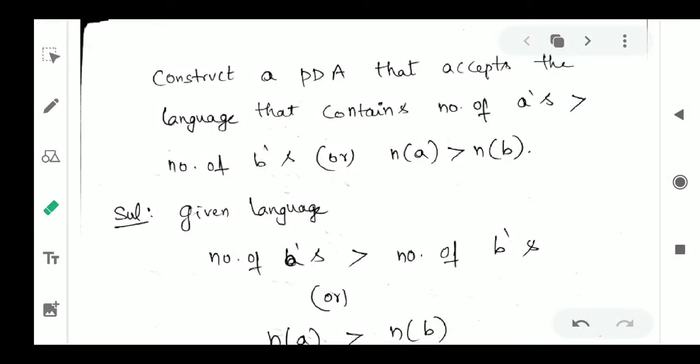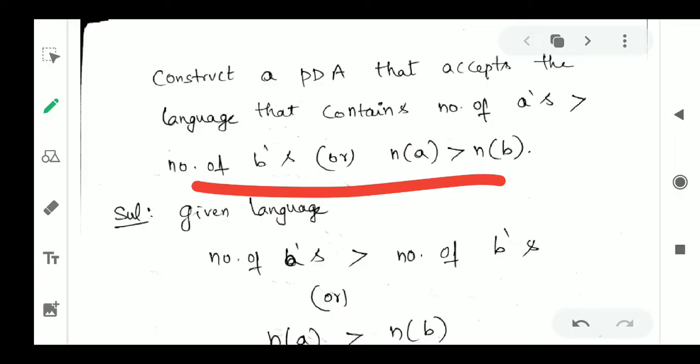My dear students, welcome back to the lectures of formal languages and automata theory. Here we are going to look at another example of PDA: the number of A's is greater than the number of B's. So the given language is that the number of A's must be greater than the number of B's.